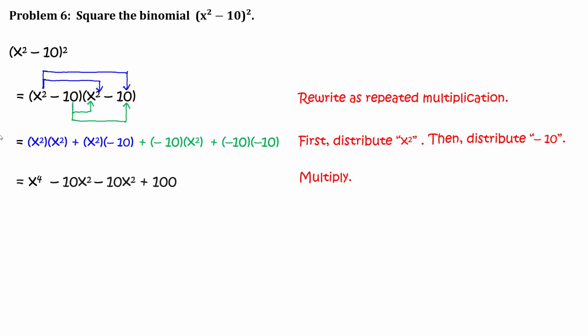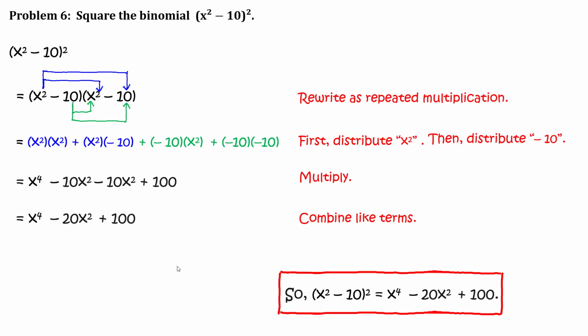Then I'm going to multiply. X squared times x squared is x to the 4th. X squared times negative 10 is negative 10x squared. Negative 10 times x squared is negative 10x squared. And negative 10 times negative 10 is positive 100. And then I'm going to combine like terms. X to the 4th minus 20x squared plus 100. Because x squared are my two like terms. So the quantity x squared minus 10 squared equals x to the 4th minus 20x squared plus 100.